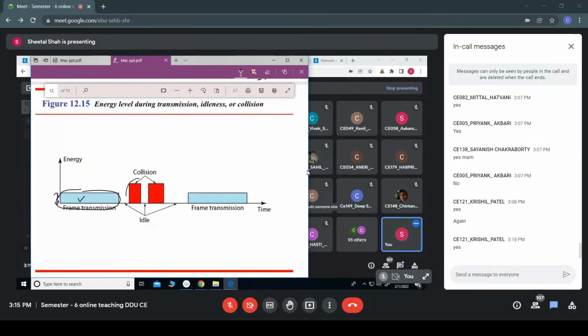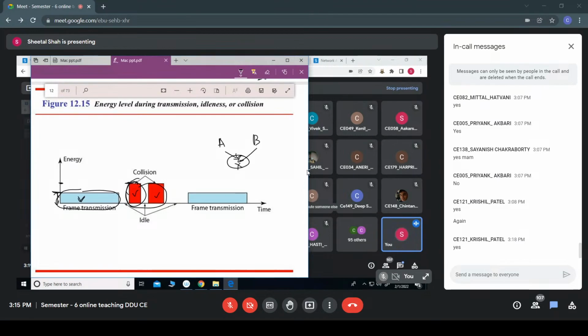In case a collision has occurred, say station A is also sending and station B is also sending, both the frames would collide. In that case, what happens? The strength of the signal would be increased. You can see that this is my energy if a valid frame is sent without any collision, whereas here this energy level has been increased.